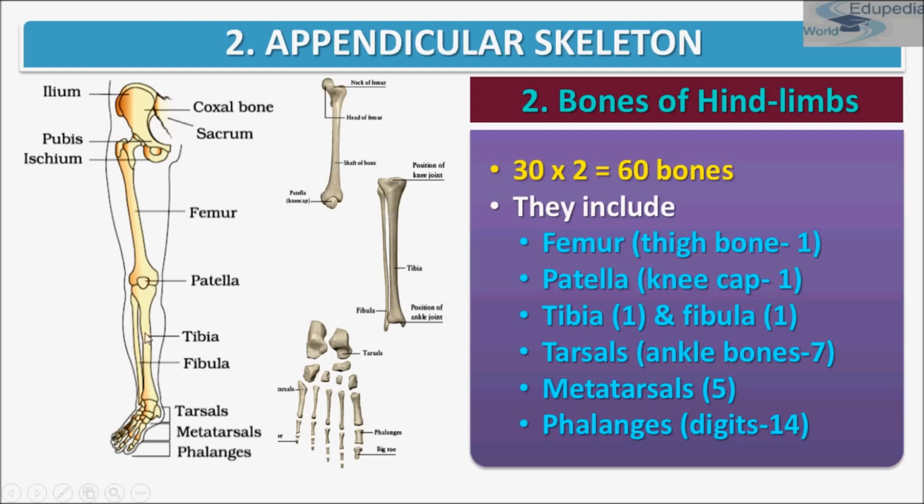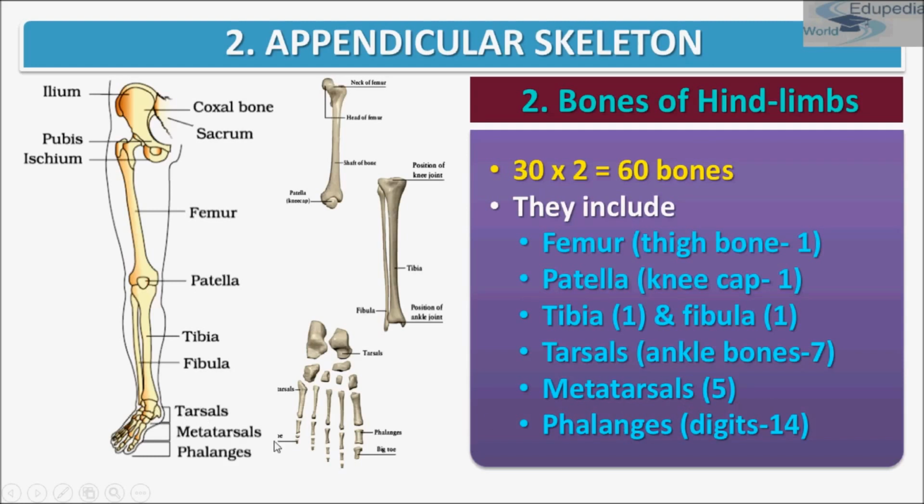Then comes tibia. Tibia is also 1 in number. Fibula is again 1 in number. Tarsals are also known as ankle bones. They are 7 in number. Remember, in the bones of the forelimb, I have taught you the wrist bones. They were 8 in number. But here in case of hind limb, that is leg, tarsals, also known as ankle bones, are 7 in number. See, this is tarsal. 1, 2, 3, 4, 5, 6, 7.